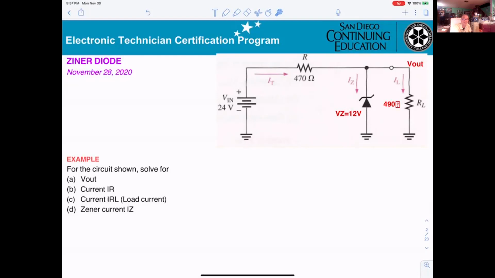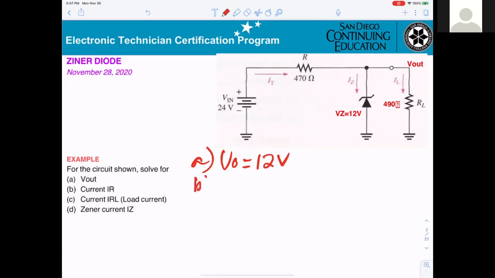Okay, you done it? I got A, 12 volts. B out, yeah, correct. And B, the current IR, 25 milliampere. And B, the current IR equals 24 minus 12, divided by 470.